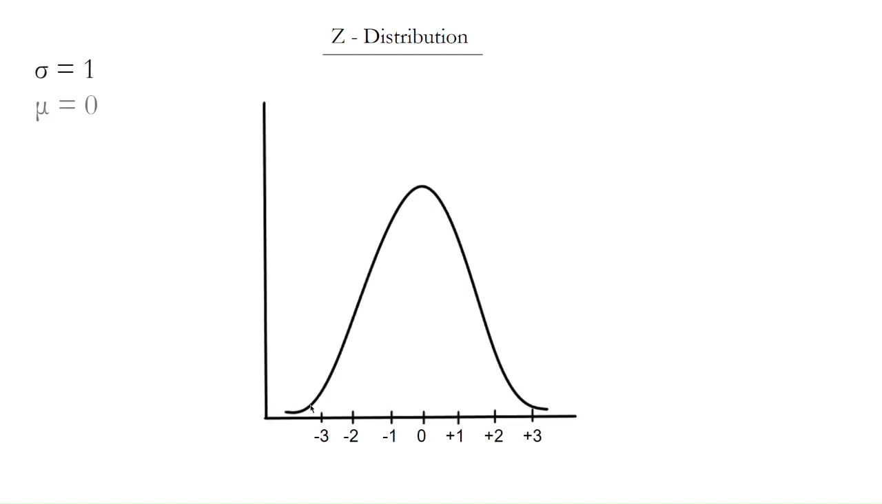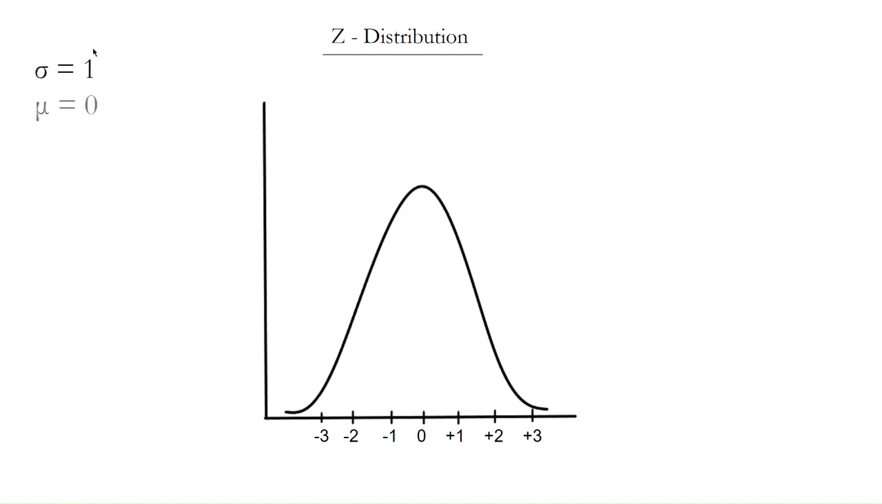Now let's come to the z distribution. The z distribution is basically a normal distribution, but with the standard deviation, also represented by the symbol sigma, being 1, and the mean being 0. Mean is represented with the symbol mu. So with a standard deviation of 1 and a mean of 0, it's a normal distribution, and that's the z distribution. This is how a z distribution will look, also known as the standard normal distribution.